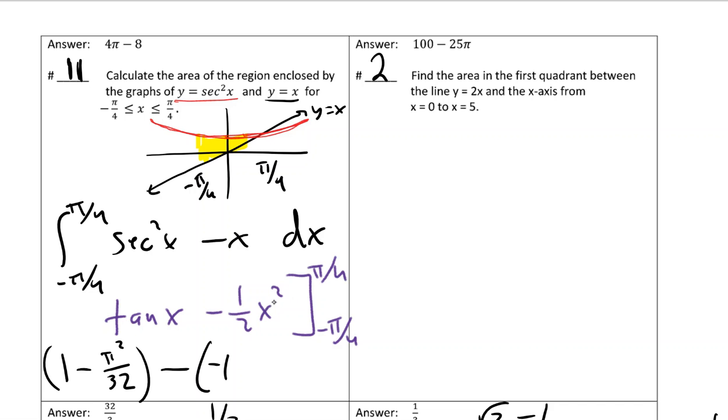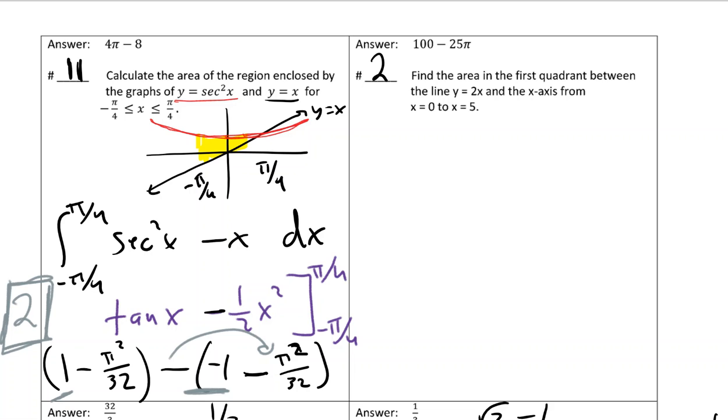And then plug in negative pi over 4 here. That would give me minus pi squared over 16 times a half. And so in the end, it looks like I've got a 1, and distribute this plus a 1 gives me a 2. I've got a negative pi squared over 32, and if you distribute this, you have a plus pi squared over 32, so those are going to add up to 0, and so then in the end, all of that mess simplified out to be 2.